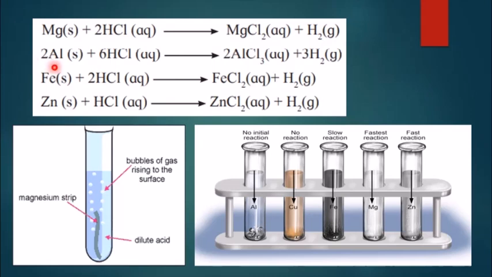Same happens with aluminium also. When aluminium is treated with hydrochloric acid, it gives aluminium chloride and hydrogen gas is given out. When iron is treated with hydrochloric acid, it gives iron chloride and hydrogen gas is given out. Same with zinc. If you treat solid zinc with hydrochloric acid, zinc chloride is formed and hydrogen gas is given out. So from this we can conclude that whenever any metal is treated with acid, chlorides or salts are formed, sometimes even sulfates. So sulfate or chloride salts of metals are formed and hydrogen gas is given out.